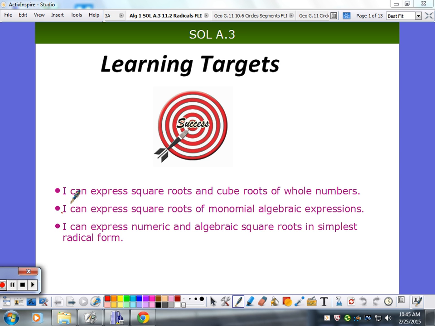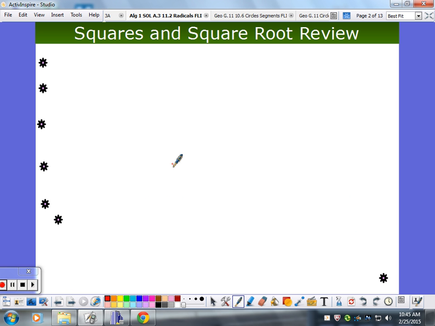Okay, we're going back to our radicals. And we've done part of this already. So part of this is review, especially this page, because they're almost the same exact notes. Do you remember what a perfect square is?